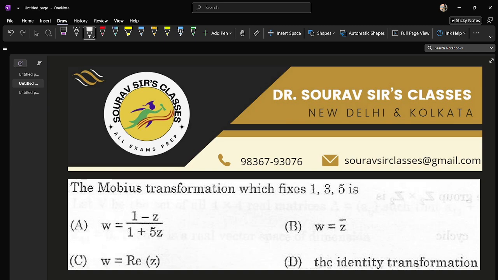Okay. So now we are going to solve a mathematical problem which appeared in the year 2024 in the question paper of PUMDET. The question is telling us that the Möbius transformation which fixes 1, 3, 5 is, there are four options here. A is w equals (1 minus z) by (1 plus 5z), and B is telling us that w equals z bar, and C is telling us that w equals real z, that means the real part of z, and D is telling us that the transformation would be the identity transformation.